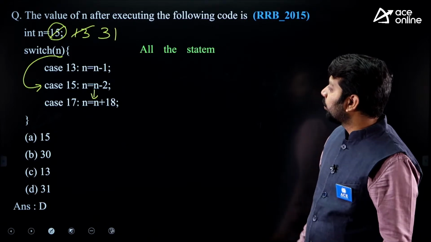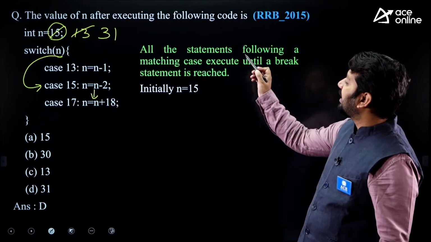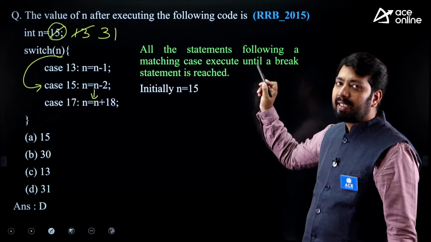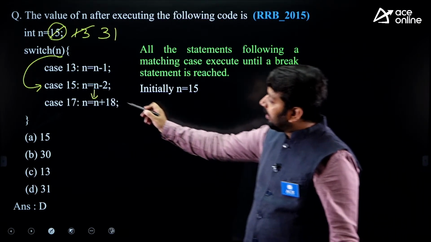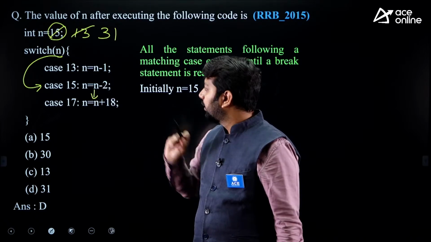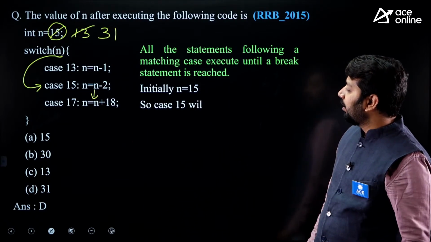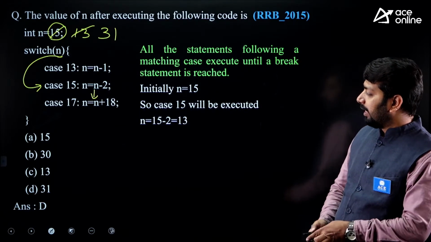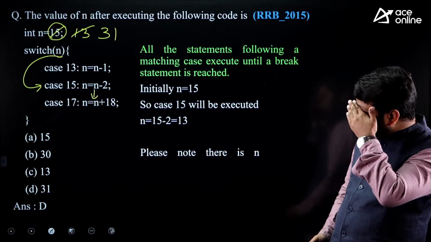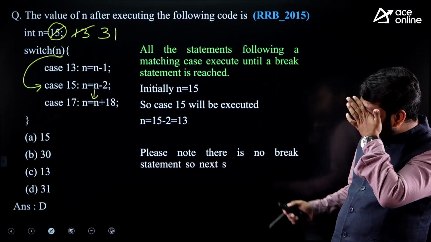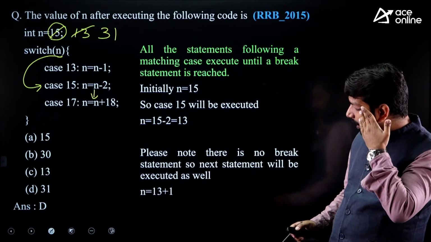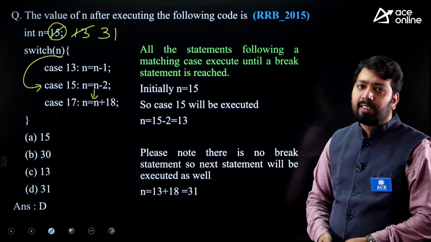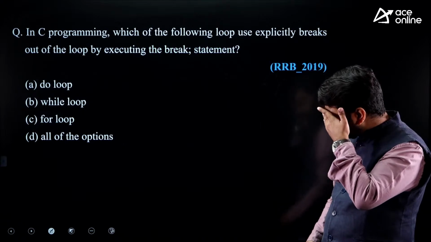So see, all the statements following a matching case execute until a break statement is reached. That's why we are going to execute both cases. Initially n is 15, so case 15 will be executed. That means n will become 13. After that, please note there is no break statement, so the next case will also be executed. That means n equal to n plus 18. So the answer is 31. I hope you got it.